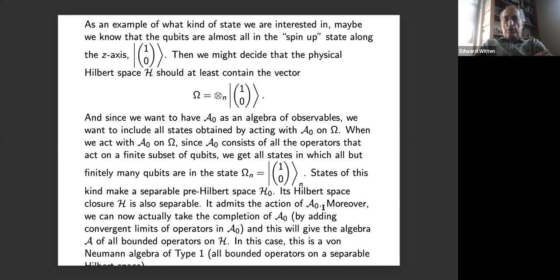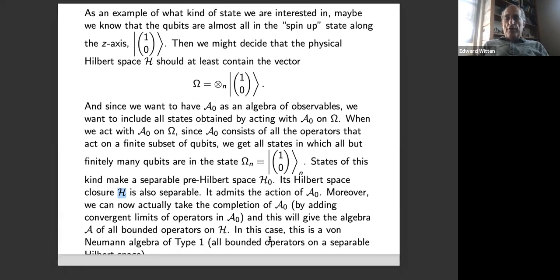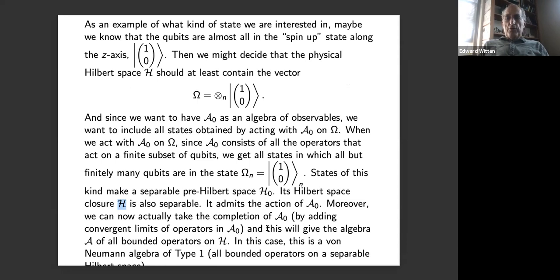Moreover, you can now complete A0. And what completing A0 means is that you say that sequences converge if all their matrix elements converge for vectors in H. We had to know what H was to state that condition. But now that we have a Hilbert space, we can take a completion of the operators. Once again, what I'm defining is called the weak completion. You say that a sequence of operators converges if all the matrix elements converge for states in H. But that gives an answer that depends on H. And once we've decided what H is, we can take the completion of the algebra. And in this case, that gives a von Neumann algebra of type 1, all bounded operators on a separable Hilbert space, namely the Hilbert space H.